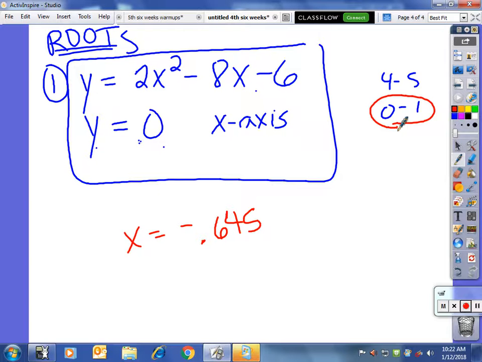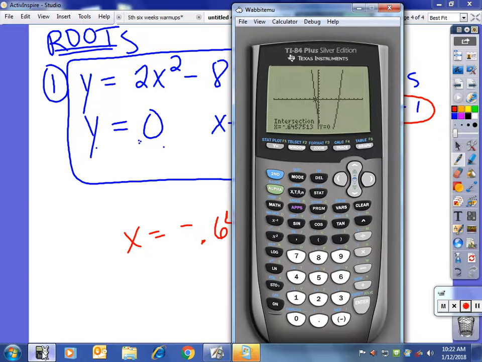Now, I still have to find the other one. How do I get over there? The calculator is going to keep telling me the same one that I'm next to. I need to move my little blinky cursor over to the other side. And then I got to do this whole thing again. Now, the way I do that is with the trace key. The trace and calculate key are the same key.